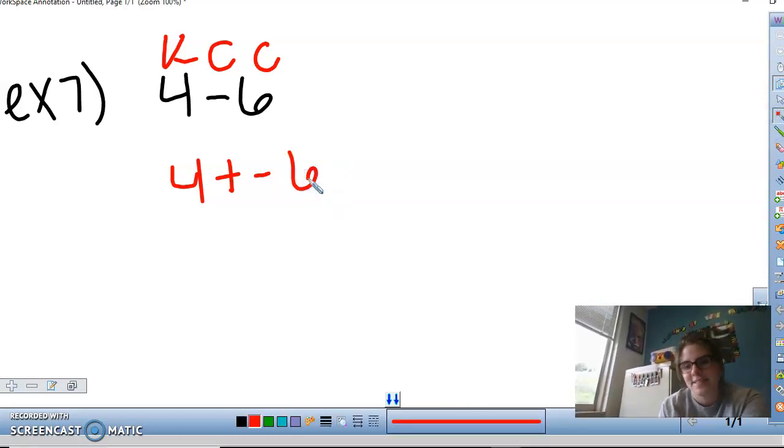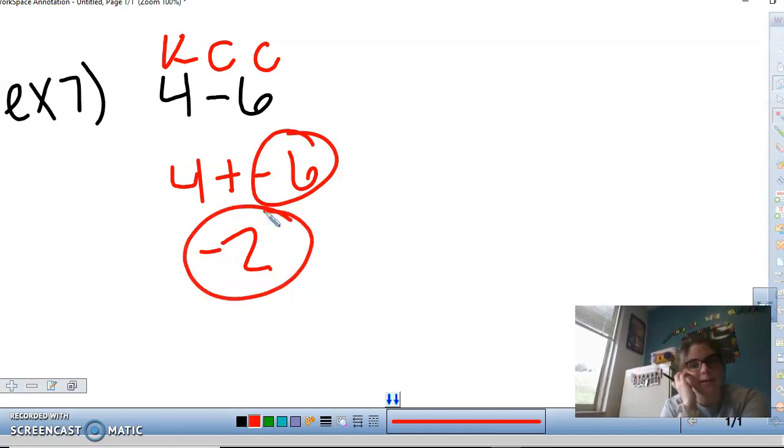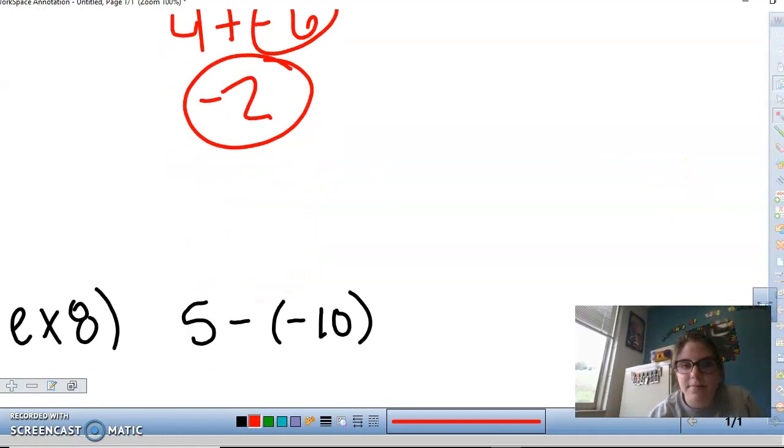-6. So now when I look at this, I see there are different signs, so I know I'm going to subtract. So 6 minus 4 is 2. And I keep the sign of the bigger number, which is 6, which is negative. Now you can see where I got that -2. Thinking too far ahead.